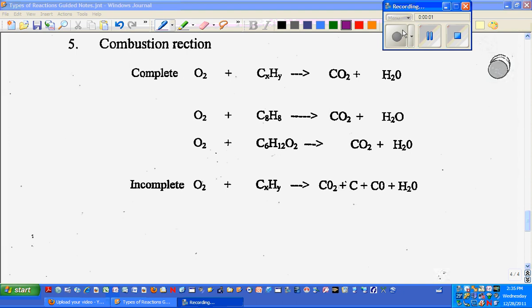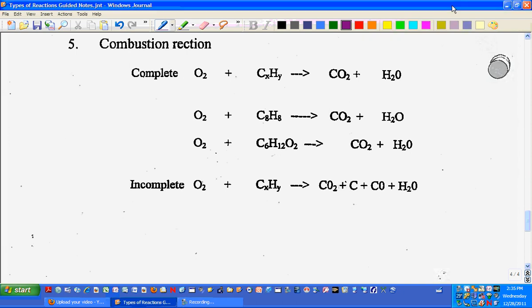Last type of reaction we're going to take a look at is the combustion reaction. Combustion, one of my favorites. It's just a fancy name for burning. In order to burn something, for fire we need three things. We need oxygen, we need fuel, something to burn, and we need a spark, some sort of ignition source.